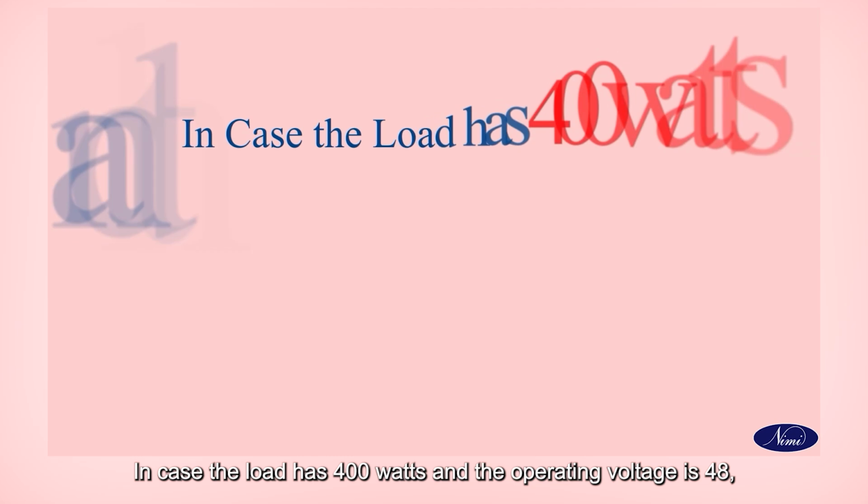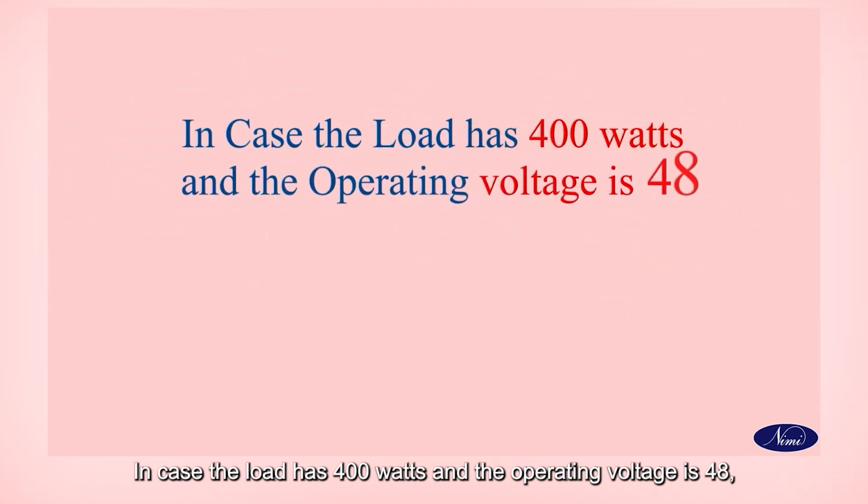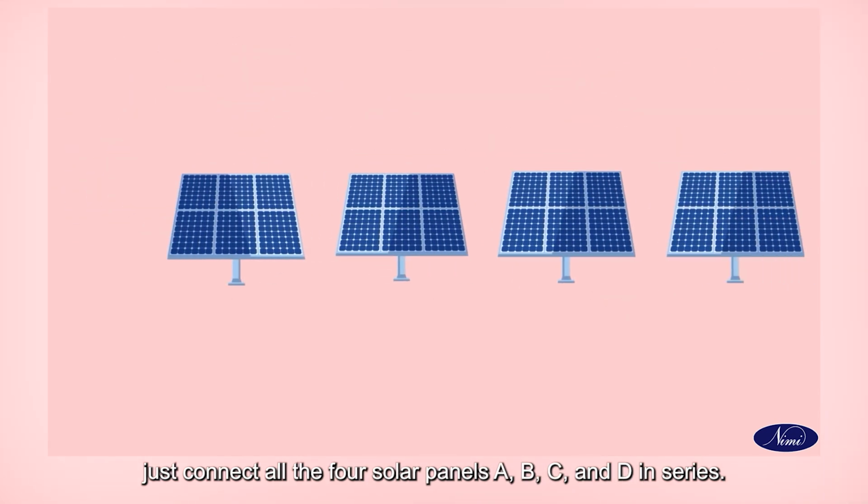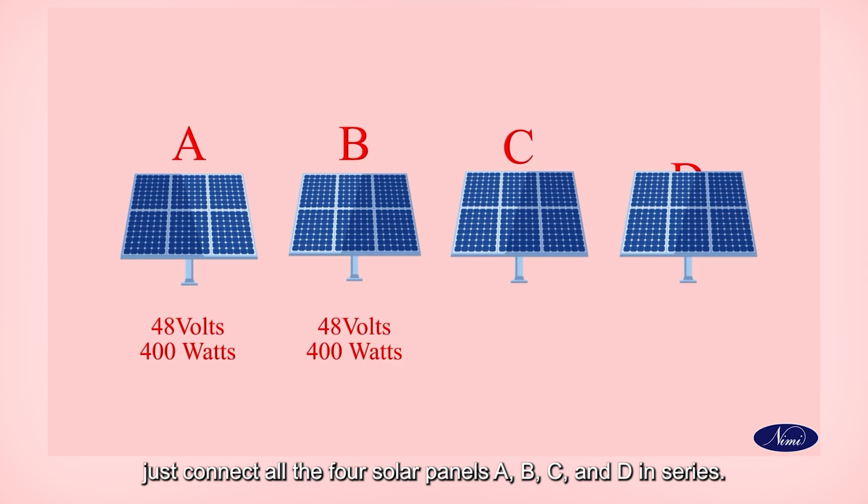In case the load has 400 watts and the operating voltage is 48, just connect all 4 solar panels A, B, C and D in series.